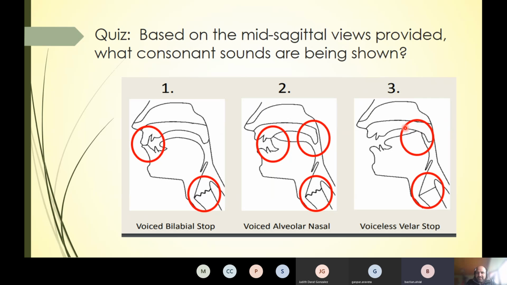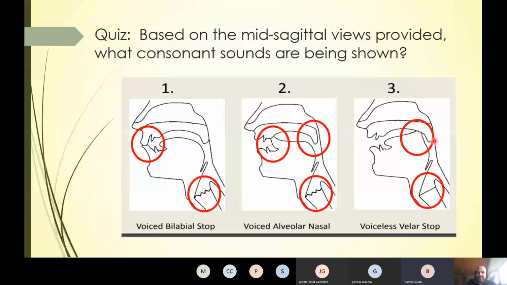I want to know, what is the palate? The palate is right behind the alveolar ridge. So if you think about this, these are the teeth. This would be the alveolar ridge. This would be the hard palate. This would be the soft palate, and this would be like the velum.